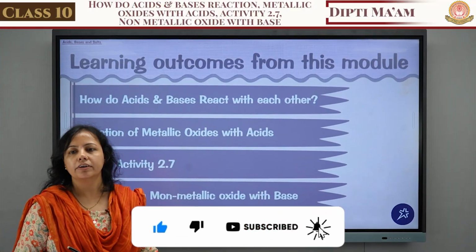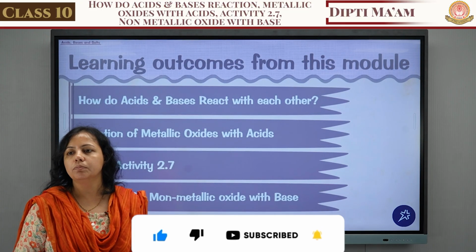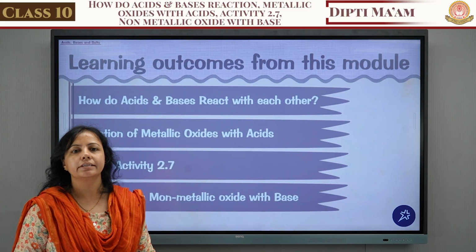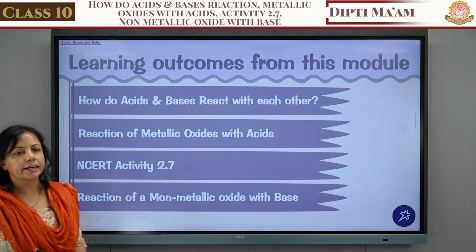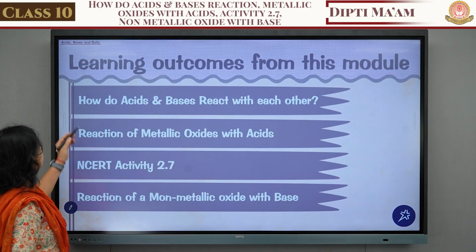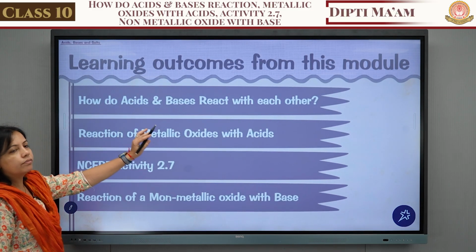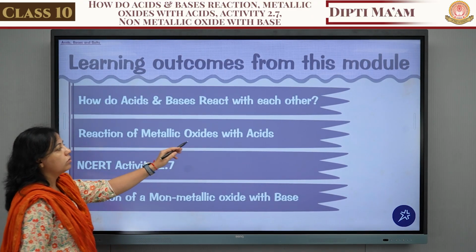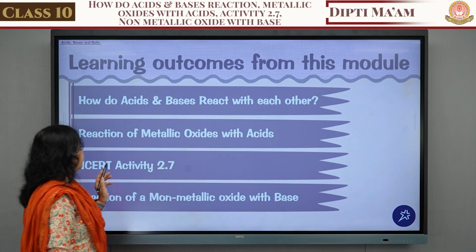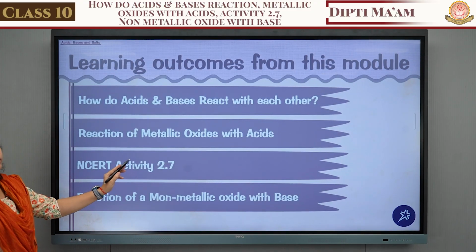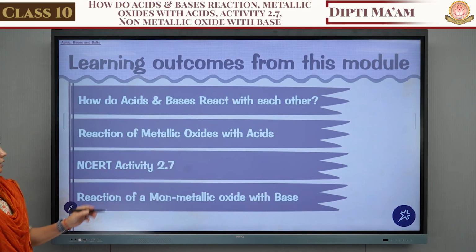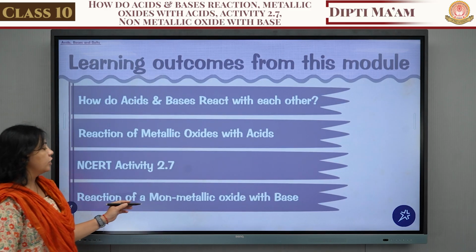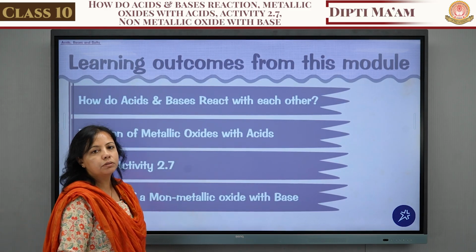In the last lecture, we already discussed the physical and chemical properties of acid and base. Now, this is the second part, in which we learn how acid and base react with each other. Then, what is the reaction between a metallic oxide and an acid? Then we discuss Activity 2.7, which is given in your NCERT. And the last is the reaction of a non-metallic oxide with a base.